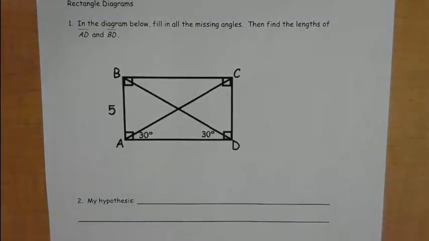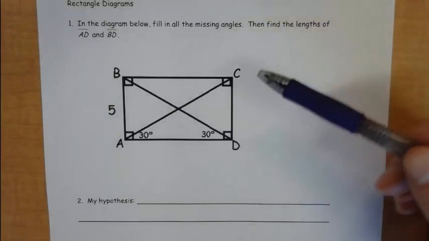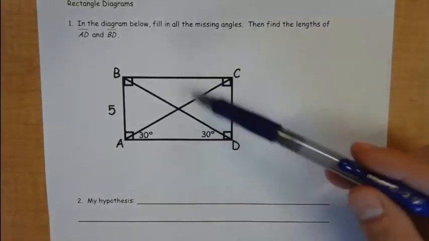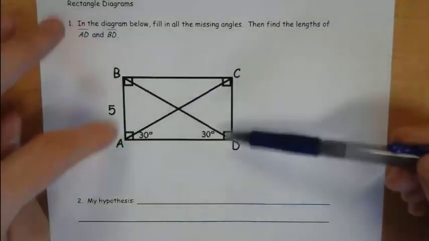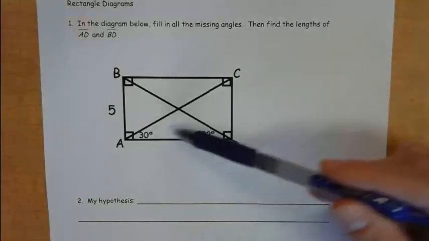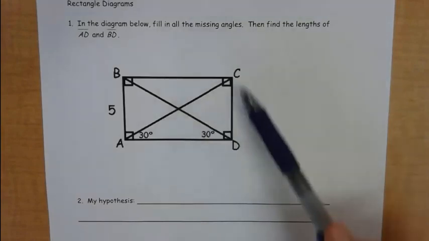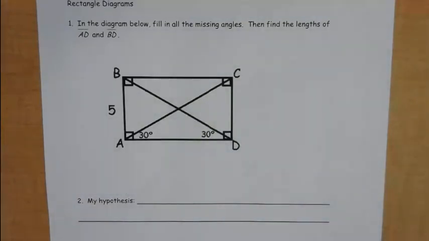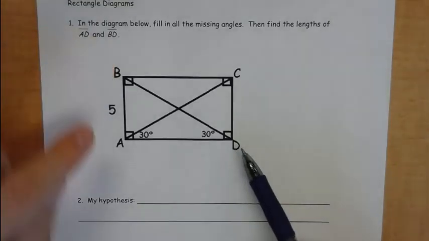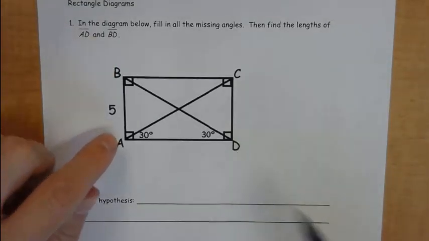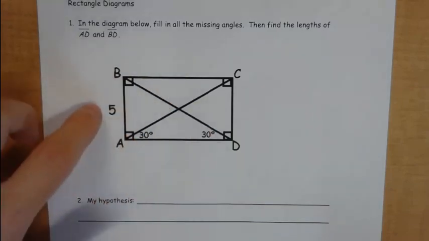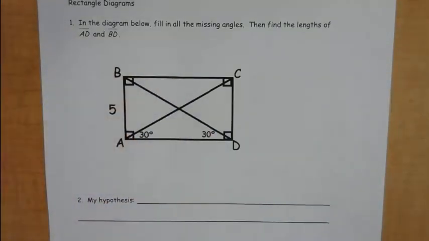So for starters, we have a rectangle in front of us with some information provided, but most of the rectangle is left blank. We have 90-degree angles in all the corners, we have 30 and 30-degree angles there, and a lot of angles missing. Our goal eventually is to figure out the length of segment BD and the length of segment AD, given our two angles here and given that we have a 5 right here.